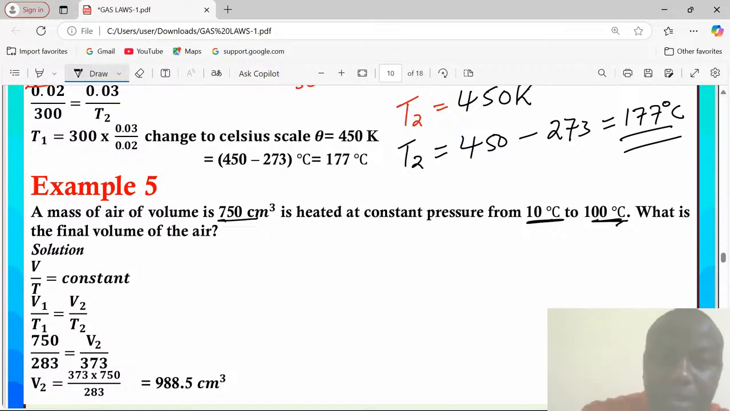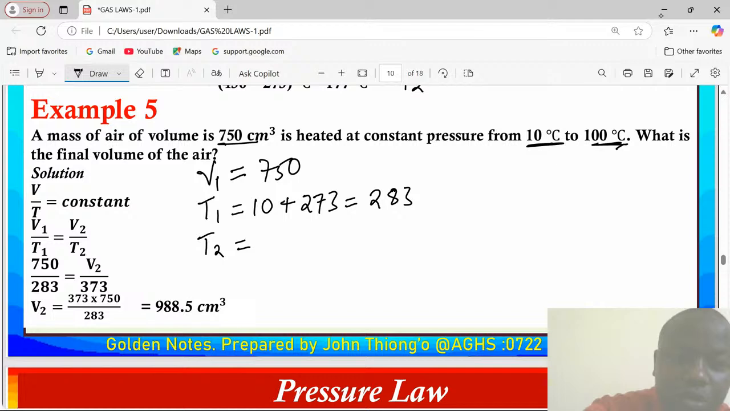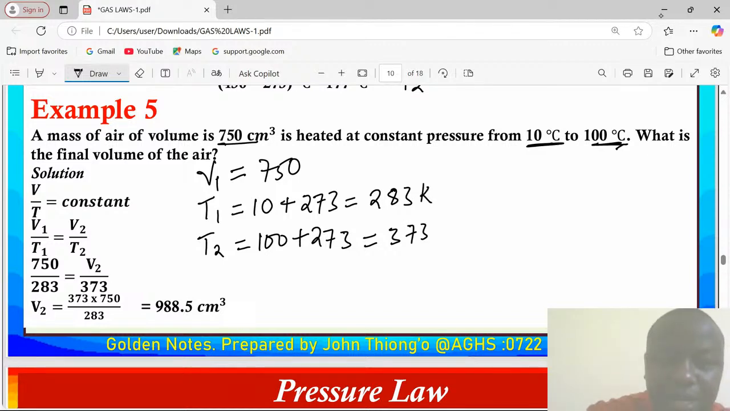So we say volume 1 is equivalent to 750. Now temperature 1 equals 10 degrees, whereby we have to add 273. And this is going to give us 283. Then we talk of temperature 2, heated to 100. Therefore, we talk of 100 plus 273, just to make it 373 Kelvin. This is cubic centimeter.